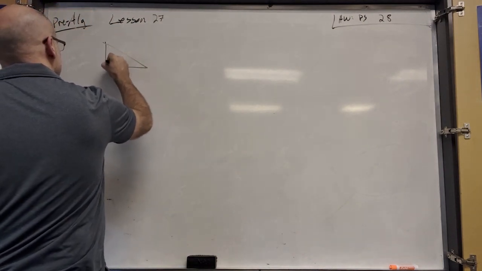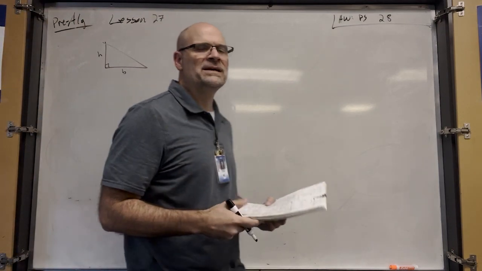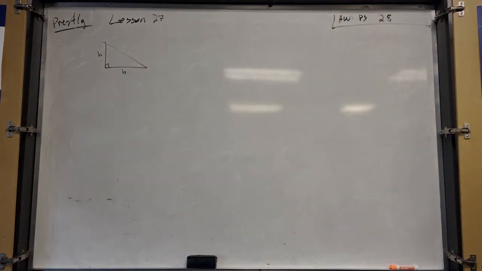So here's the triangle. How do you find the area of the triangle? Let's say that this is our B, our base, and our height. Do you know what it is? Base times height divided by 2. Okay, divide by 2, because guess what?